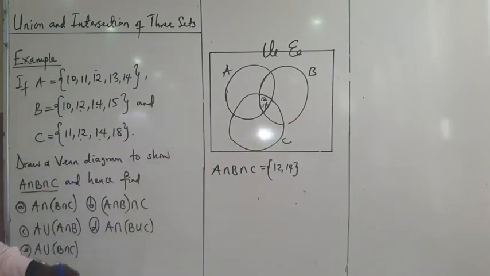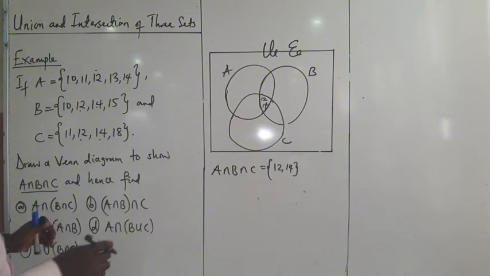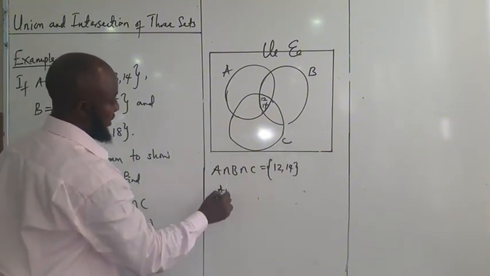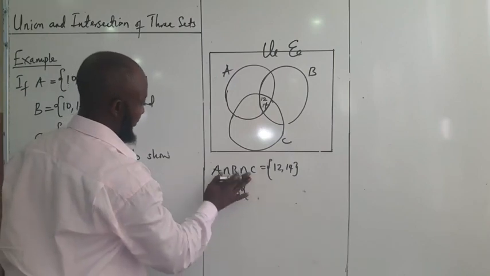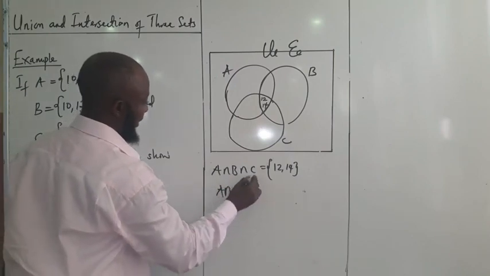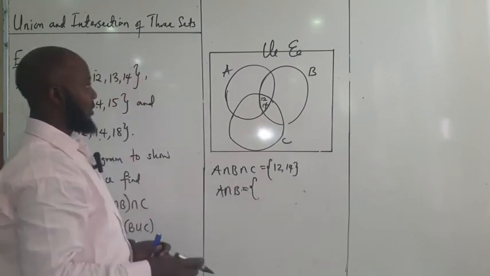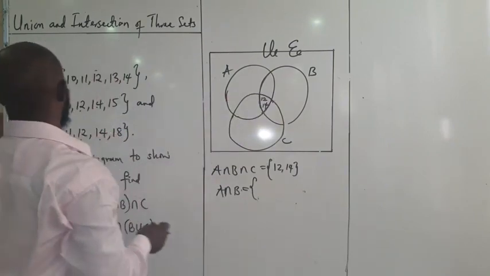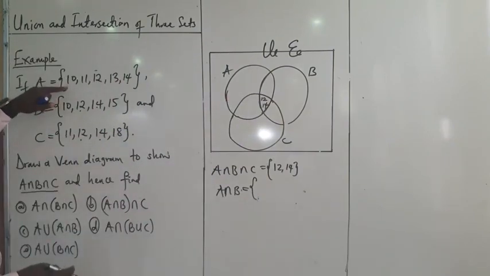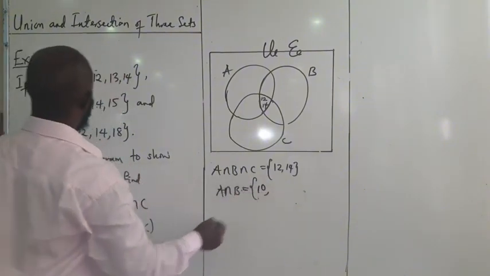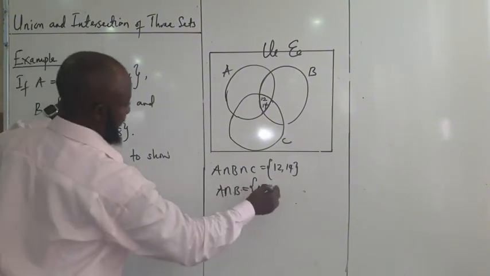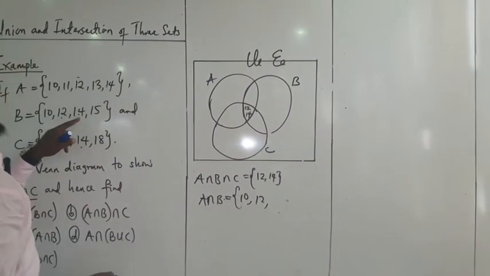Having done that, we also need to look at A intersection B, which assists us. A intersection B is where we have what is in A and also in B. We have 10, 12, and 14.